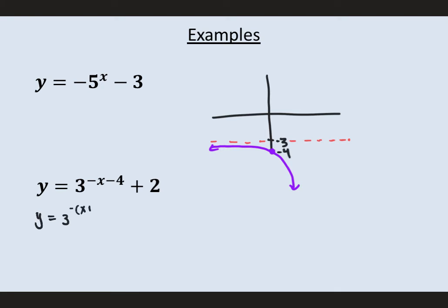It becomes an x plus 4. Please make sure you make a little note of that in your notes. Pay very close attention to it. All right, so that's 3 to the -(x plus 4), because that's going to change our left-right shift here in a second. All right, we'll draw our axes.